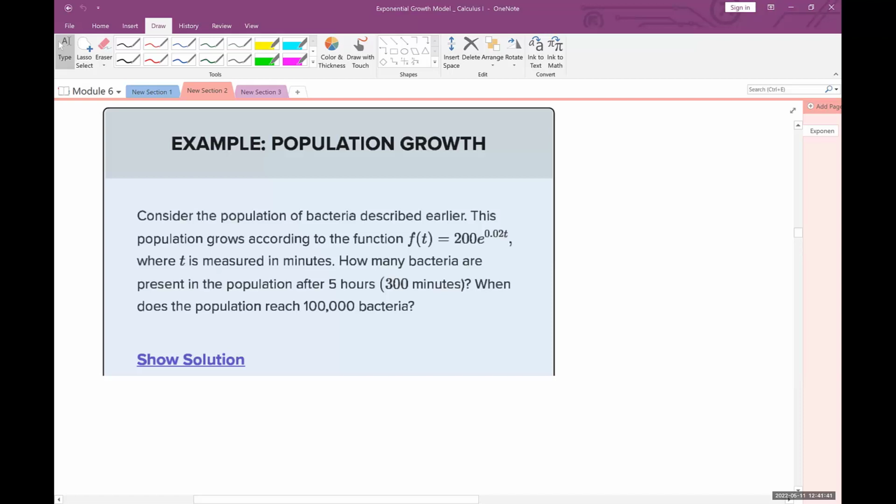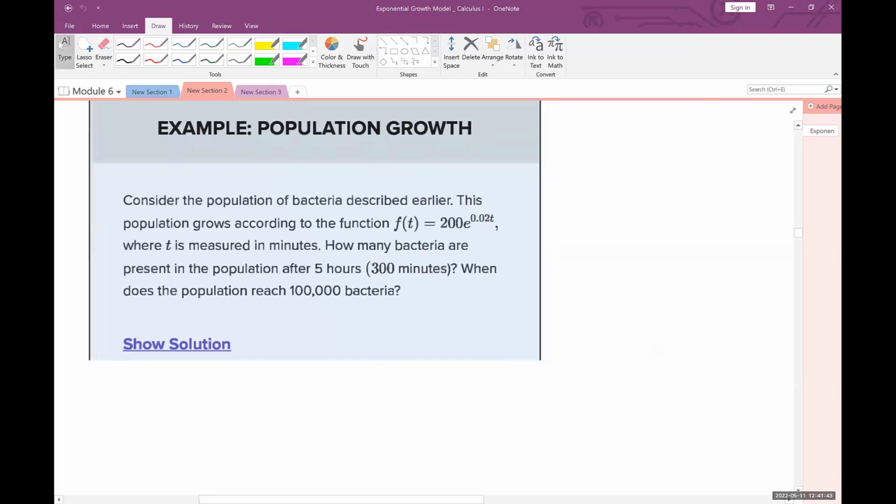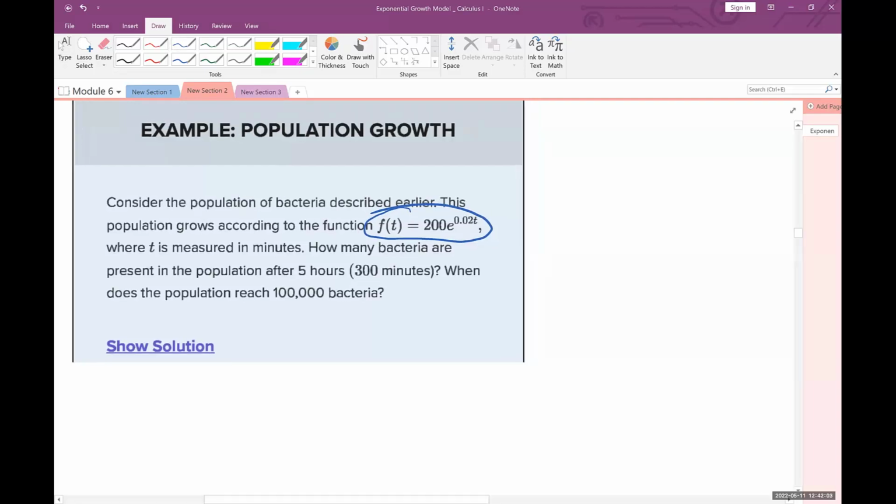Okay, let's talk about bacteria. The population grows according to the function f of t equals 200 e to the 0.02t, where t is measured in minutes. How many bacteria are present in the population after 5 hours, and how long will it take for it to reach 100,000 bacteria?